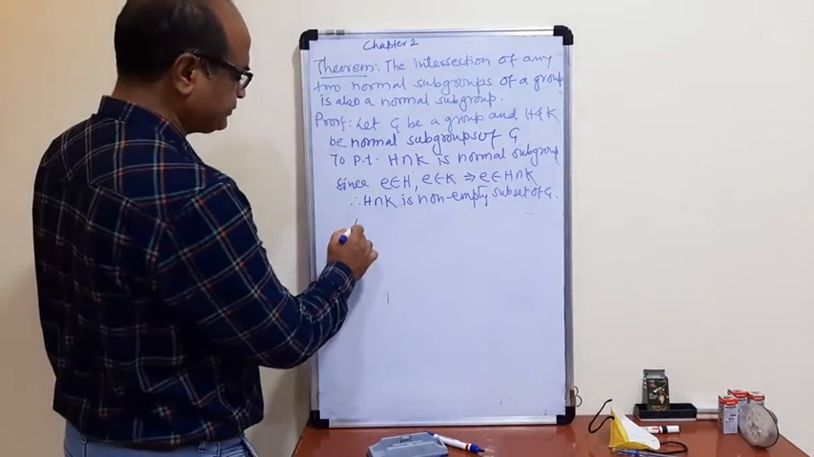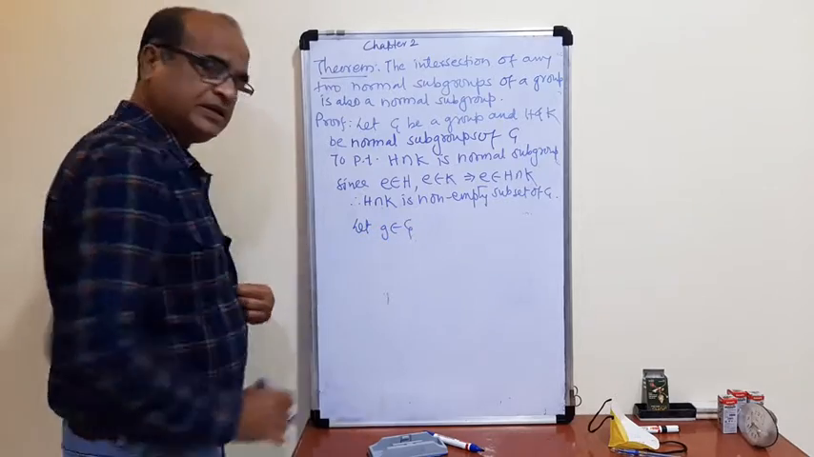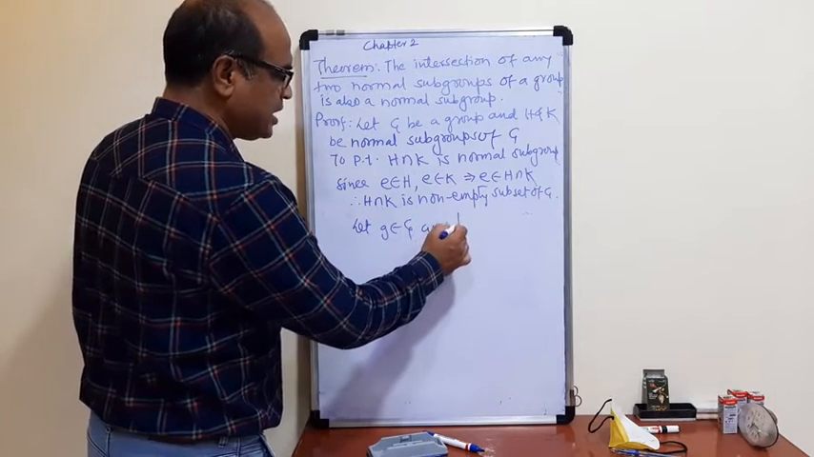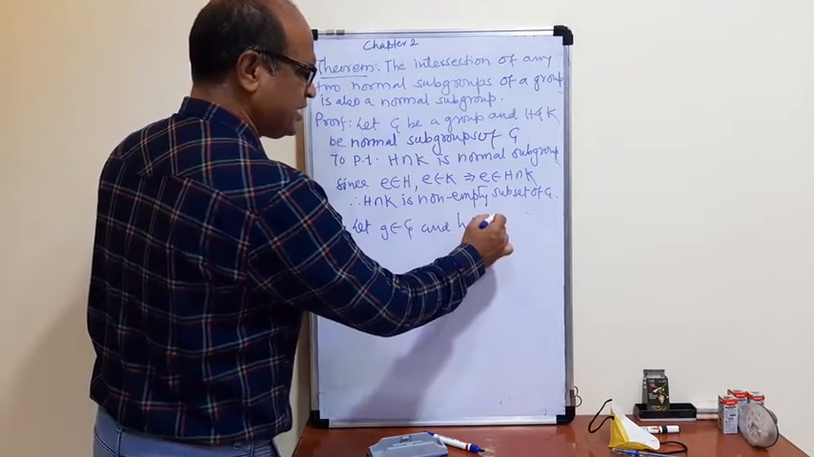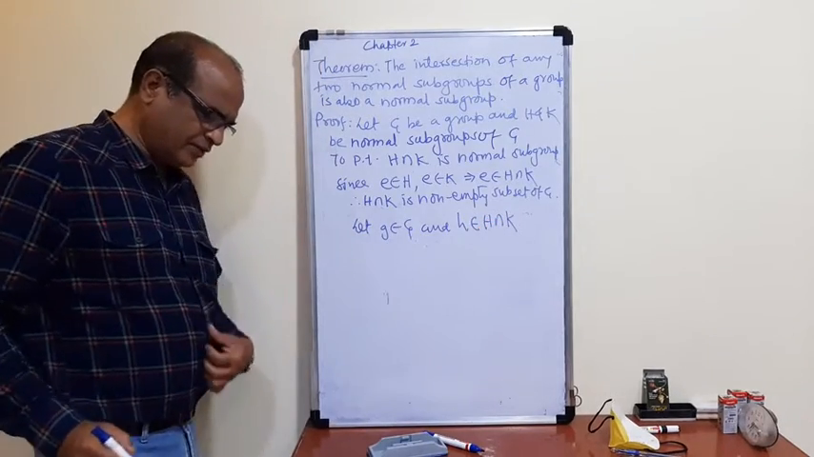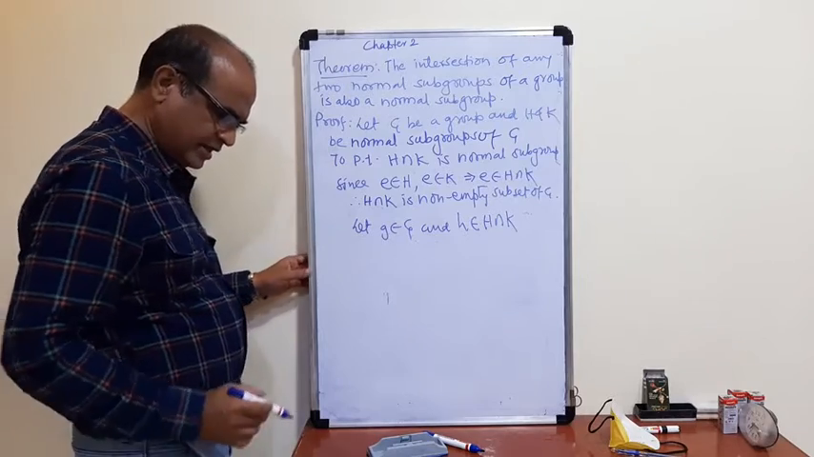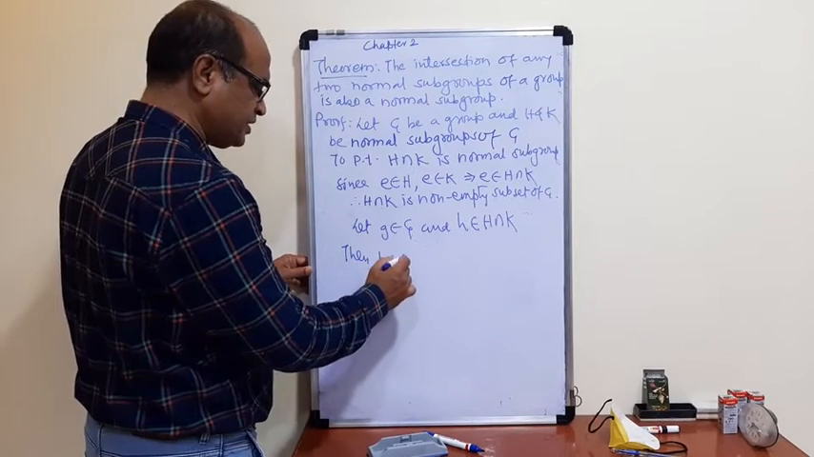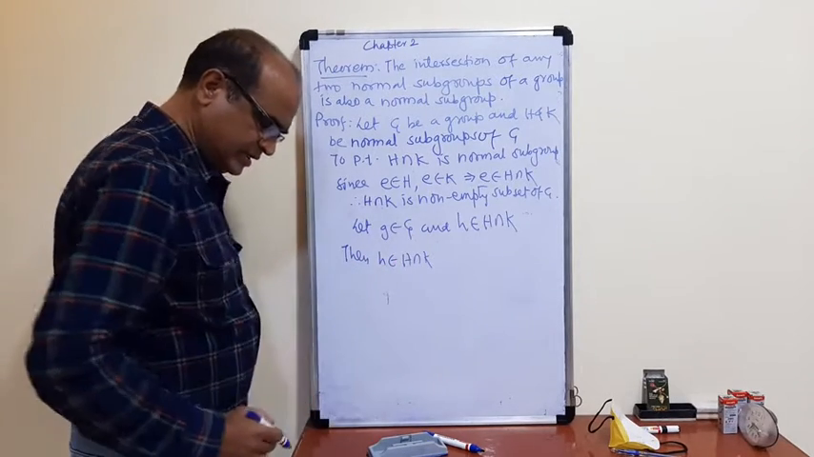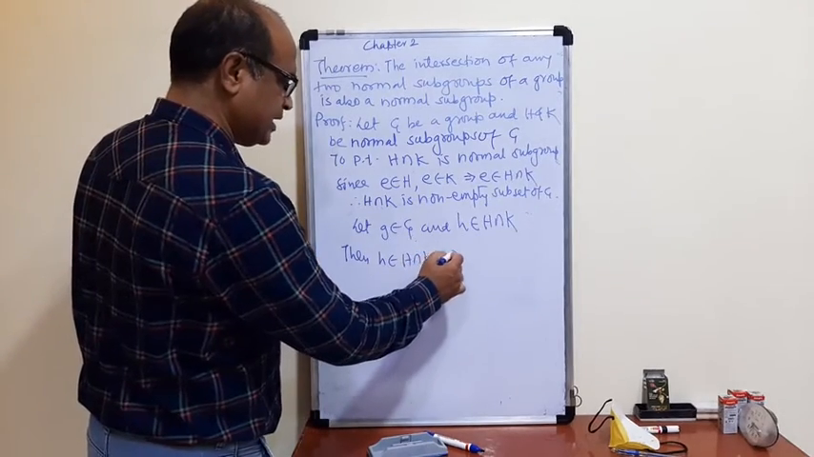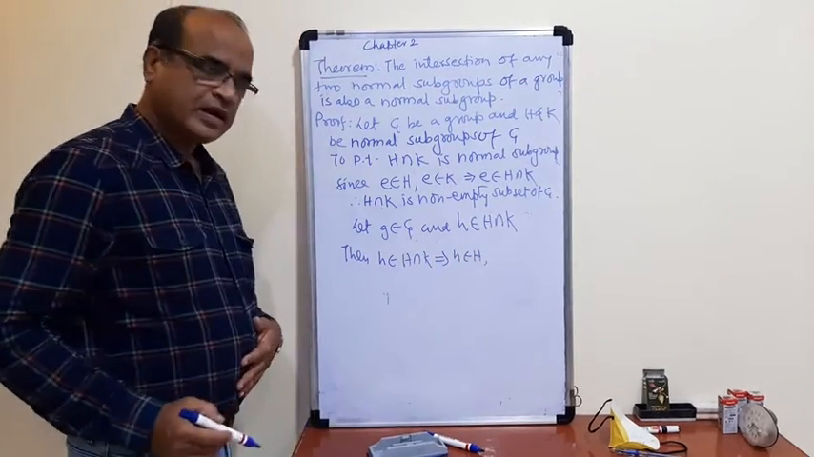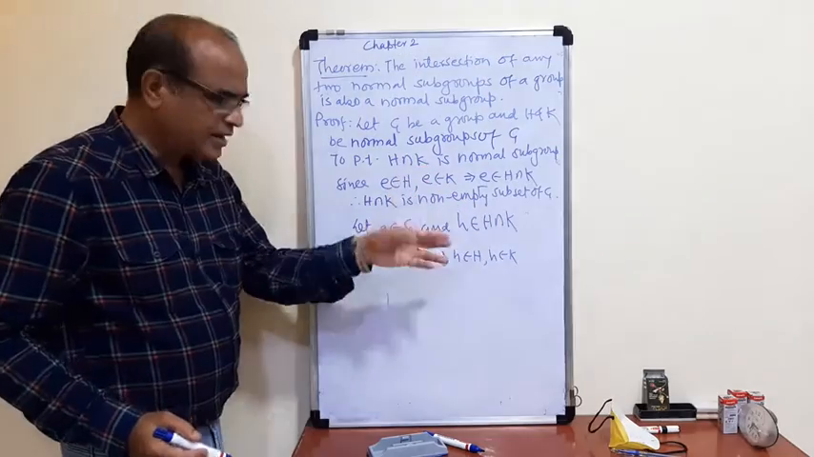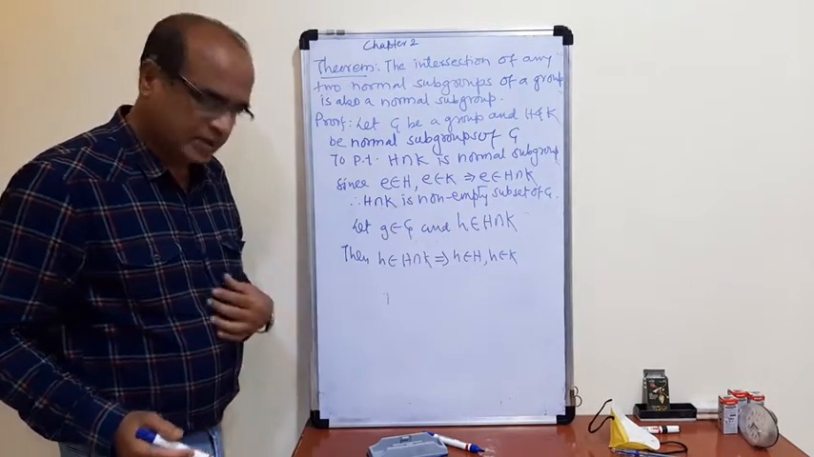Let small g be an element of the group G, and h an element of H intersection K. Then h is an element of H intersection K, so h is an element of H also, and h is an element of K also.